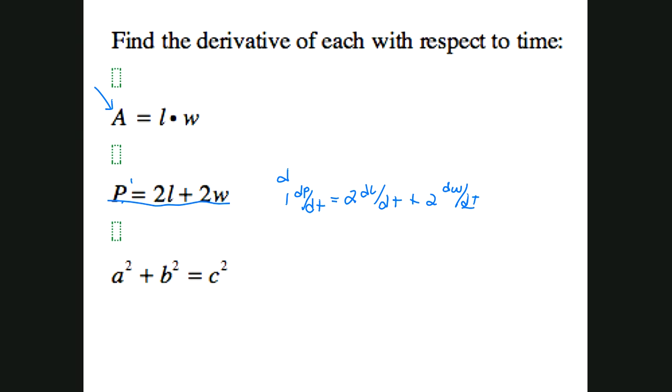Now, if I have something like 2 or a squared, I take the derivative like normal, so this would be 2a, but then since I'm taking the derivative with respect to time, it's going to be dA dt, plus, and then here, this is going to be 2b dB dt is equal to 2c dC dt, okay? Now, can you see why I left this one alone? Why is this one much harder than all of the others? So what makes that one so much harder than all of the others?